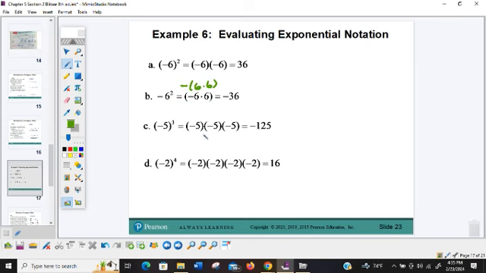Negative 5 to the third would be negative 5 times negative 5 times negative 5. That's negative 125. Negative 2 to the fourth: negative 2 times negative 2 times negative 2 times negative 2. That equals a positive 16. Remember, when you have an odd number of negatives, it stays negative. An even number of negatives turns positive.